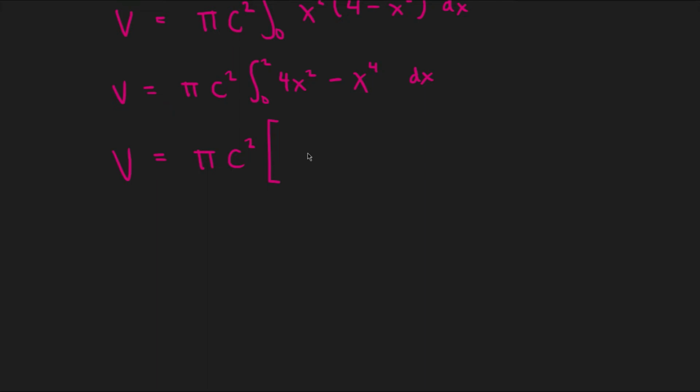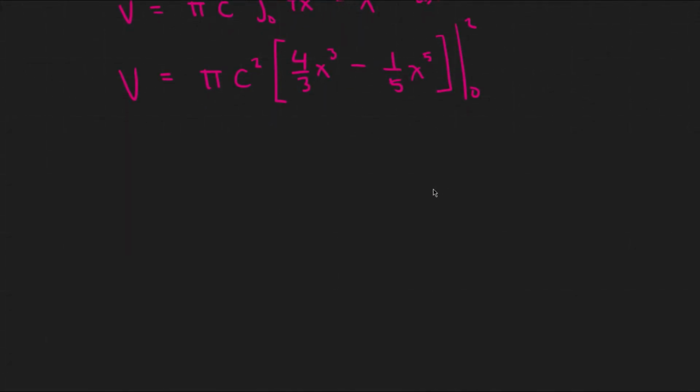So using the reverse power rule, we can add 1 to this exponent, then divide. So 4 over 3 x to the 3rd power minus, do the same thing for this one, 1 over 4x to the, or excuse me, this would be to the 5th power, 1 over 5x to the 5th power from 0 to 2. Okay, and then from here, we can try and simplify all this out.